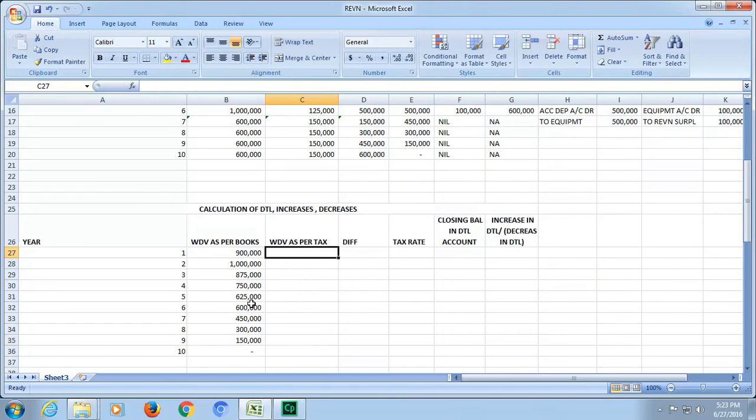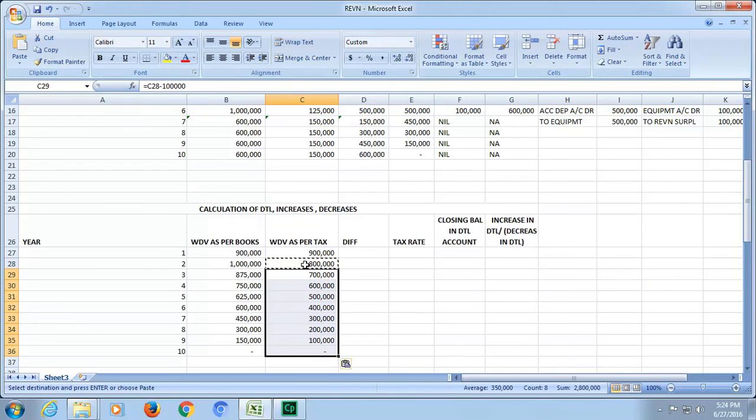Now WDV as per tax, for the purpose of tax, revaluation profits are ignored. We follow the block of assets concept, where we do not add revaluation profits for the purpose of calculating depreciation under tax. So the first year it was 9 lakh rupees, that is 10 lakh minus 1 lakh. We are assuming that the same amount of depreciation is allowed as per tax also. Okay, then second year we can say it is 9 lakh minus 1 lakh rupees, that is the depreciation for the second year.